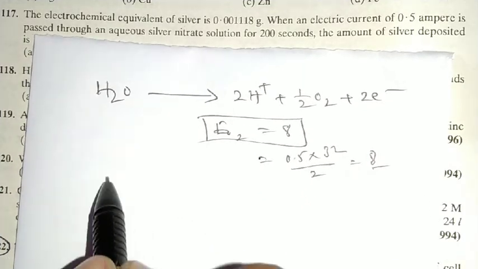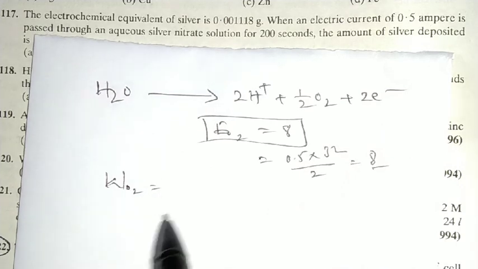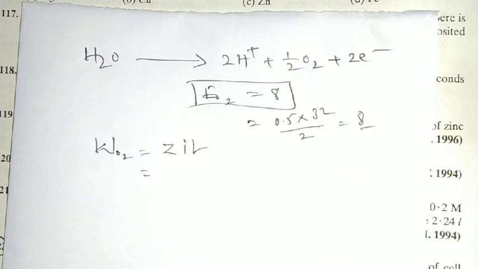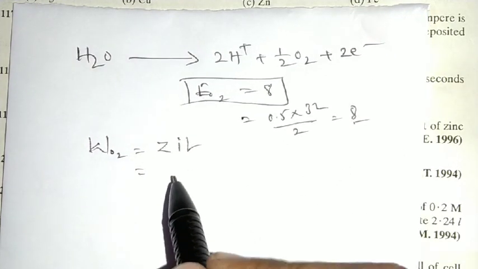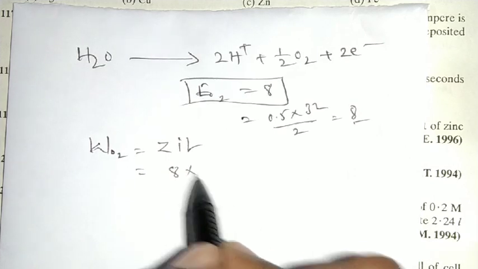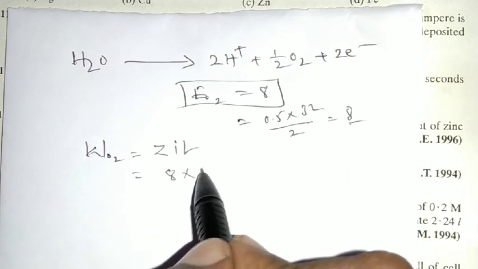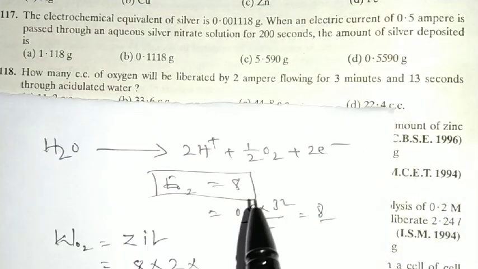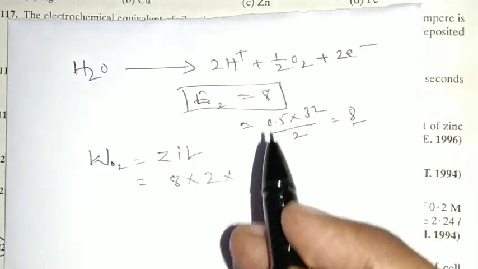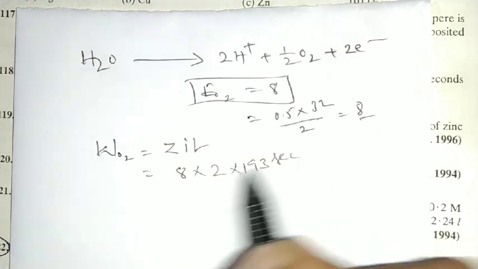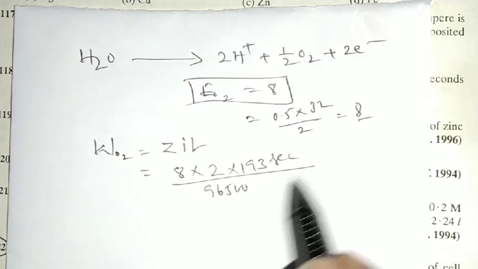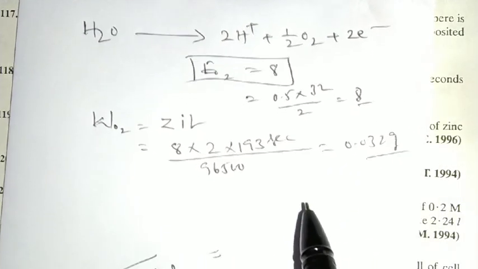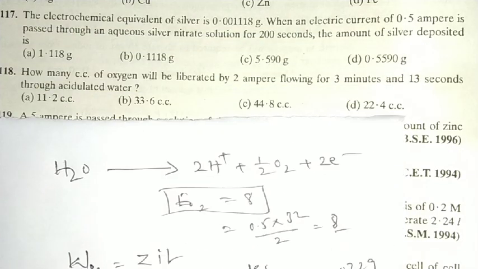Now first identify the weight of the oxygen. As per Faraday's first law, the weight of oxygen is ZIT. Z is nothing but equivalent weight by 96,500, that is, the electrochemical equivalent. So 8 into current, which is 2 amperes, and time is 3 minutes 13 seconds, which if you convert into seconds is 193 seconds, by 96,500 coulombs. If you simplify, you'll get 0.032 grams. Just check it. Now, is the procedure completed or not?